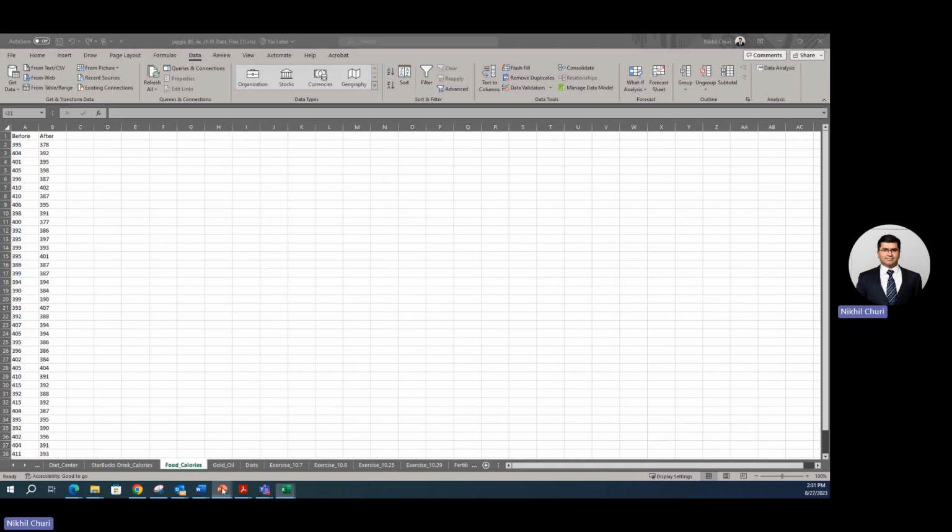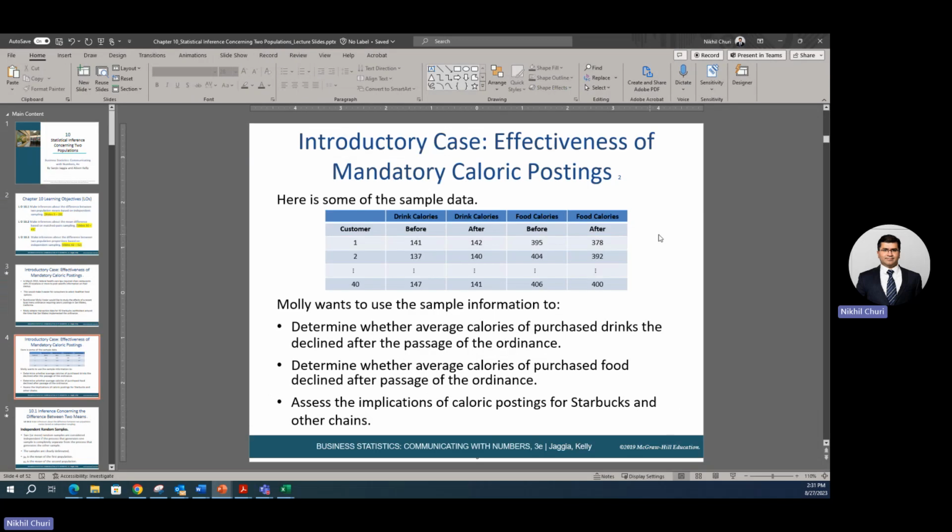So, going back to our PowerPoint presentation. We saw the Excel sheet and each and every data point that has been collected. Based on all this information, Molly wants to use the sample information to, number one, determine whether the average calories of purchased drinks declined after passage of the ordinance. That's the first question here. She wants to see if, after posting the information, average calories declined or not.